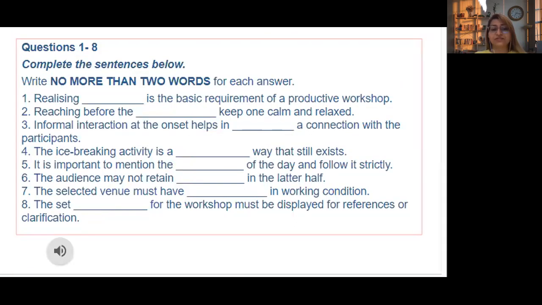Now, this is a sentence completion. Please look at question numbers 1 to 5 and then 6 to 8.